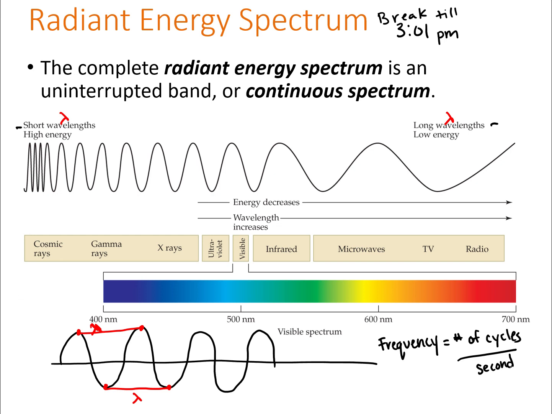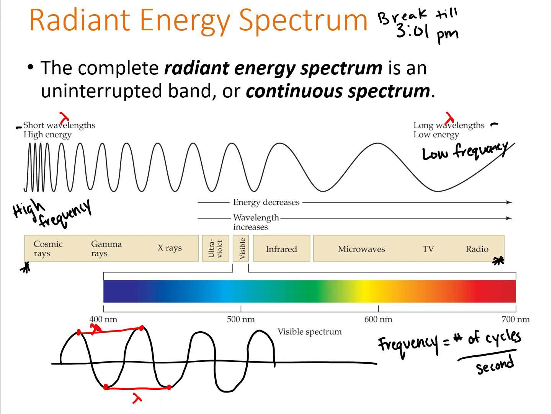For short wavelengths that are high energy, there's also a high frequency associated with that. With long wavelengths that are low energy, you have a low frequency. What we have down at the bottom is from the highest energy, highest frequency, shortest wavelengths, all the way down to the longest, lowest energy, lowest frequency.